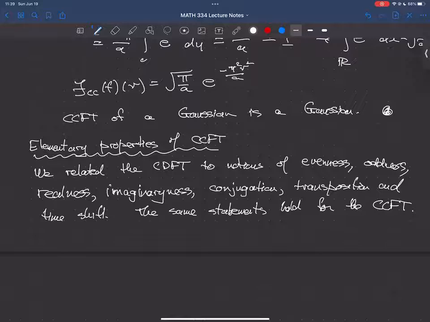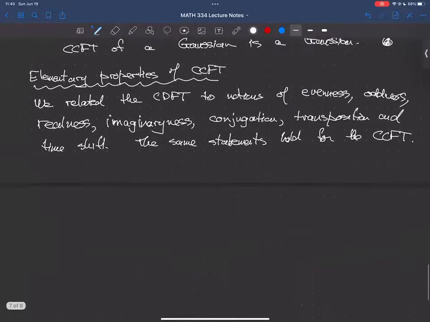And so the precise statements, if you ever want to look them up, are in the course text and also in the slides that I've made available. Good.